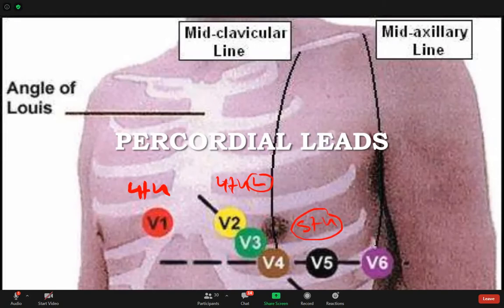بعدين عندنا V5 and V6. They're both at the fifth intercostal line, but V5 عادة على the anterior axillary line and V6 على the mid axillary line. See chat. Yeah. So I want one to volunteer to tell me how he is going to attach leads to have full ECG على the patient. So he's going to tell me where he is going to, how many leads he's going to attach and where he's going to attach it.